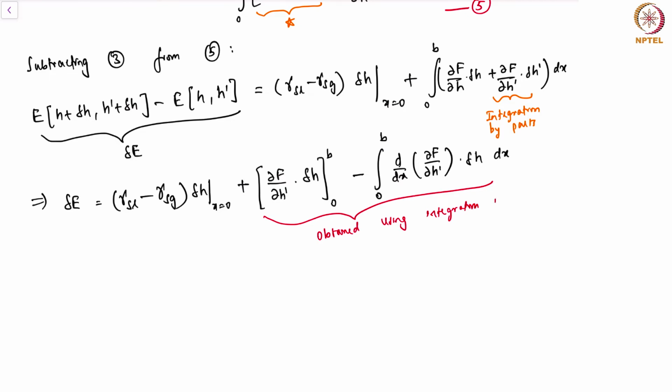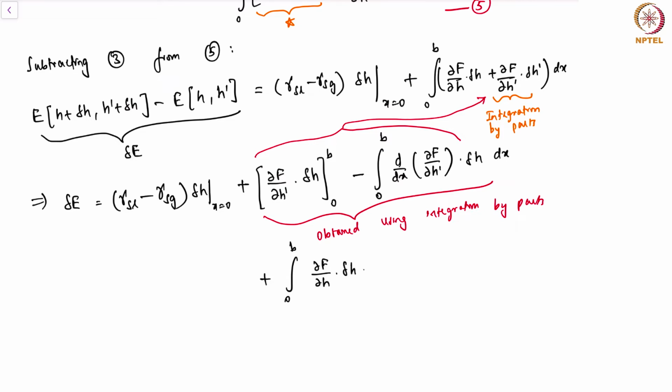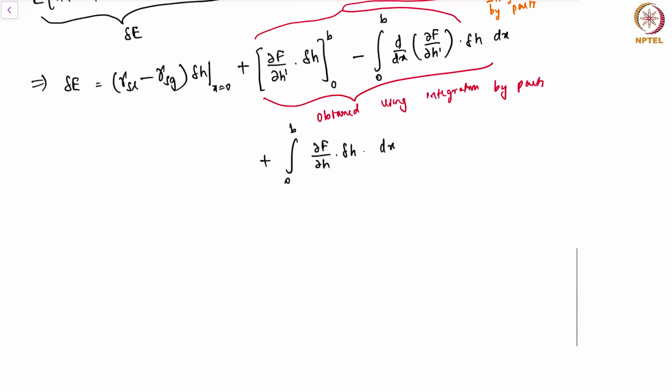Integration by parts. Which term do these two correspond to? These two terms that we have here correspond to the second term that we have here. Okay. Now finally we still have the other term, which is plus the integral from 0 to b of del f by del h of delta h times dx. So putting everything together, we have delta E is gamma SL minus gamma SG of delta x equal to 0.